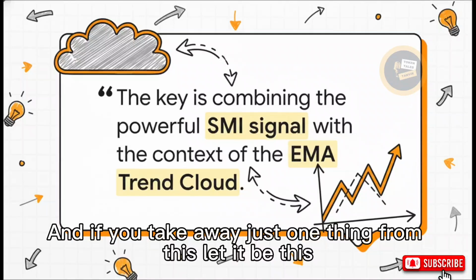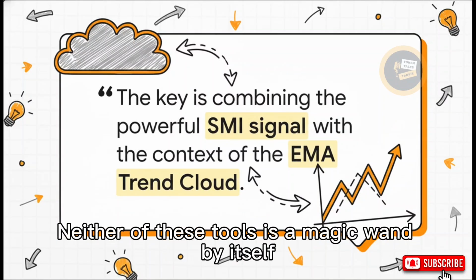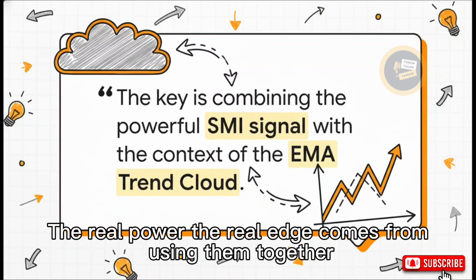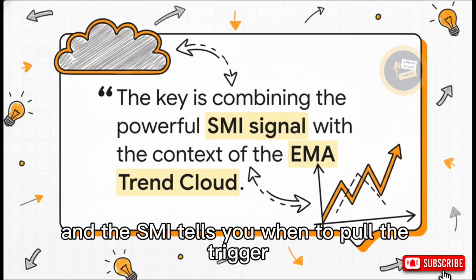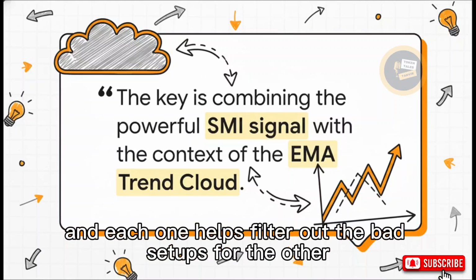And if you take away just one thing from this, let it be this. Neither of these tools is a magic wand by itself. The real power, the real edge, comes from using them together. The EMA Cloud tells you where to look for a trade, and the SMI tells you when to pull the trigger. They work as a team, and each one helps filter out the bad setups for the other.